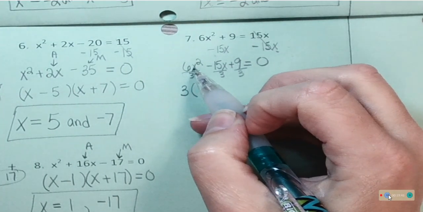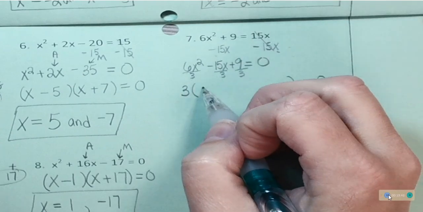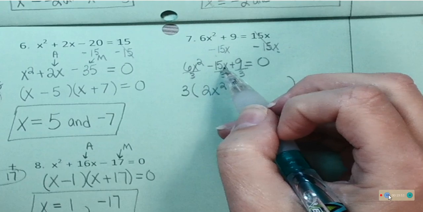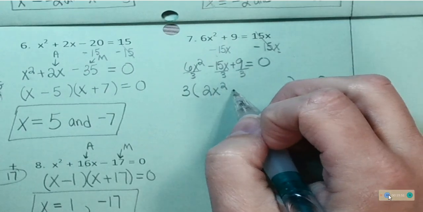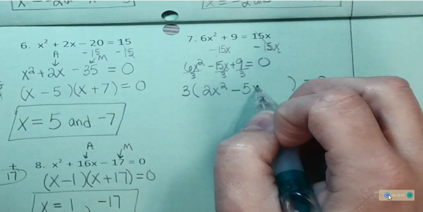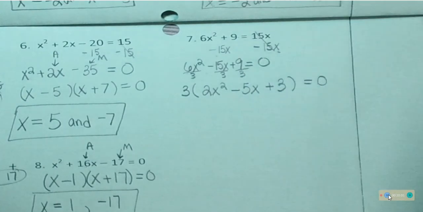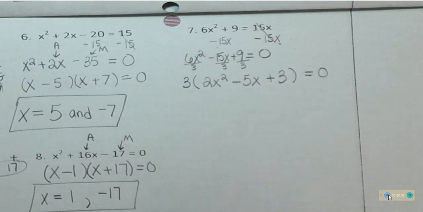What is 6x squared divided by 3? 2x squared. What is negative 15x divided by 3? Negative 5x. What is positive 9 divided by 3? Positive 3. All right, so we got our greatest common factor out of here, but we're not done until we factor it completely.